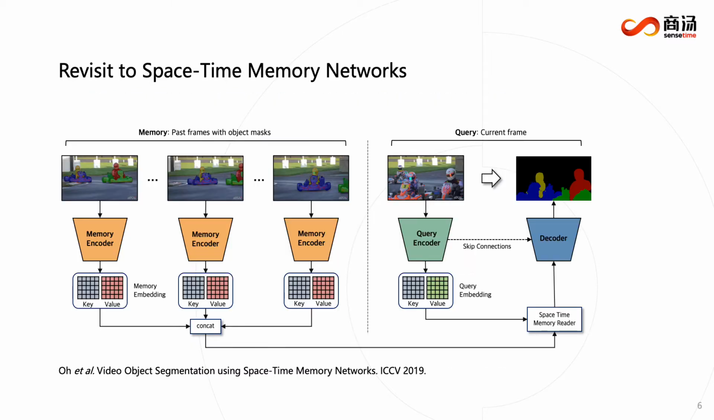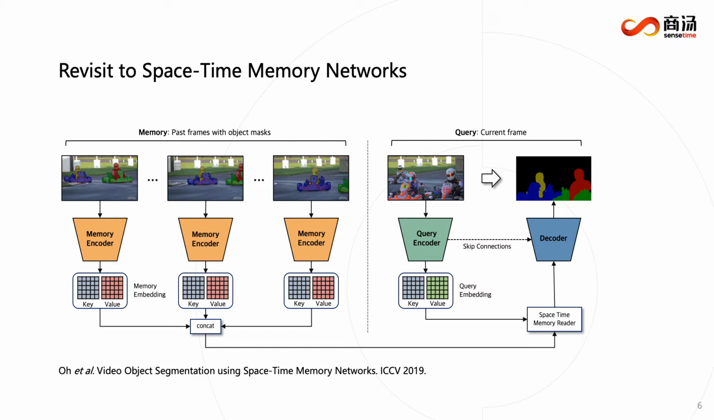To solve this problem, Oh et al. present the space-time memory networks to decrease the dependency on temporal continuity. Given the past frames with object masks, the memory encoder generates a key-value pair, where the key is used for encoding appearance variance and the value stores detailed information for producing the mask estimation.